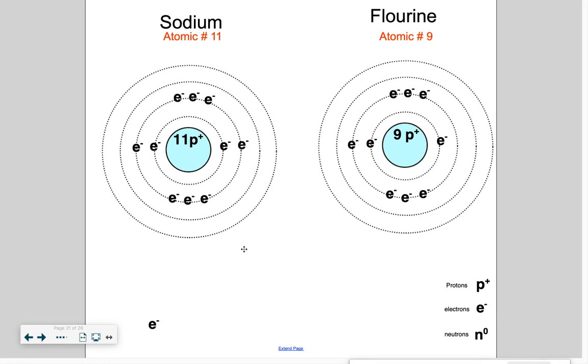With sodium, I'm not done yet because I've just filled the second shell. I can't get any more than 8. I can't put any more than 8 electrons in that second shell. So now I know I have to move on to the third shell, and that's what I'm going to do.